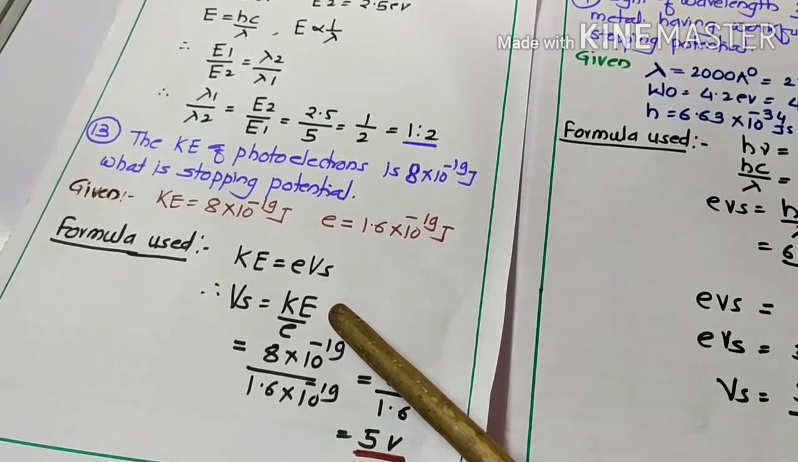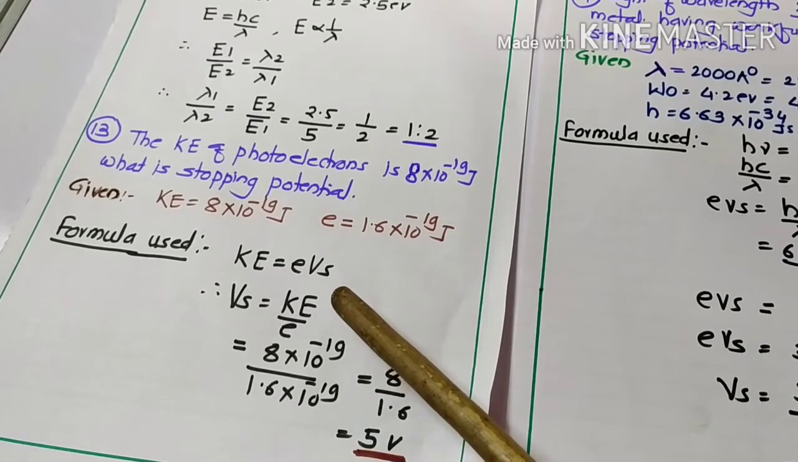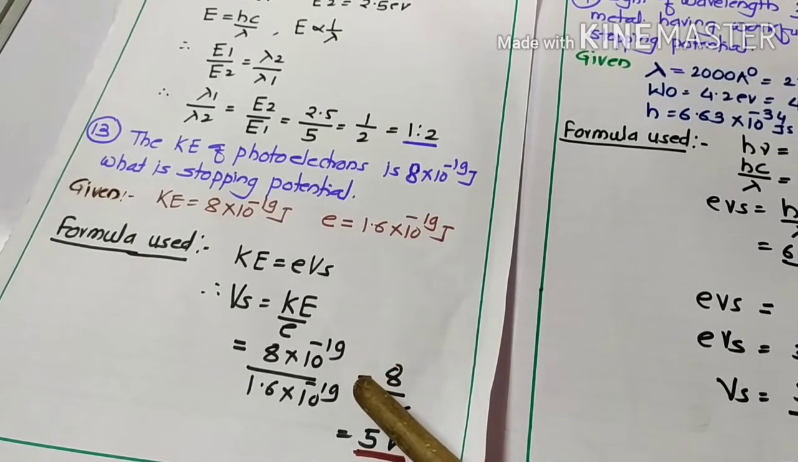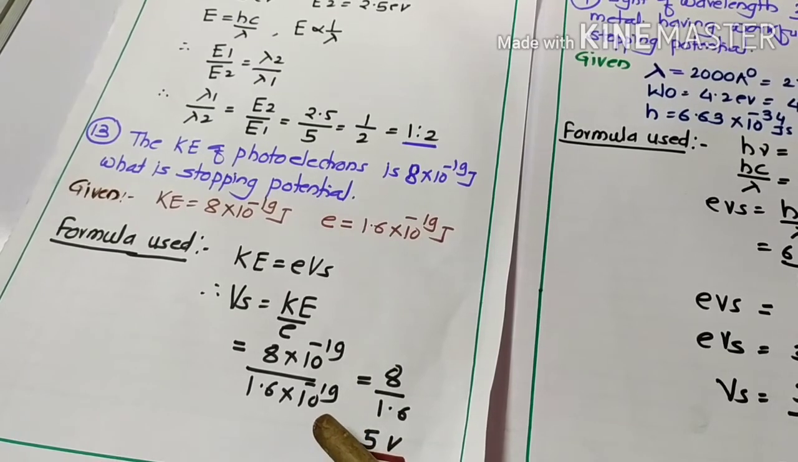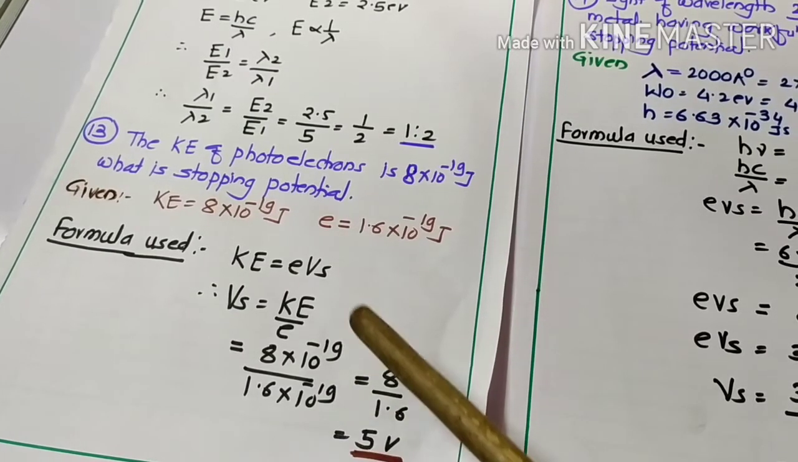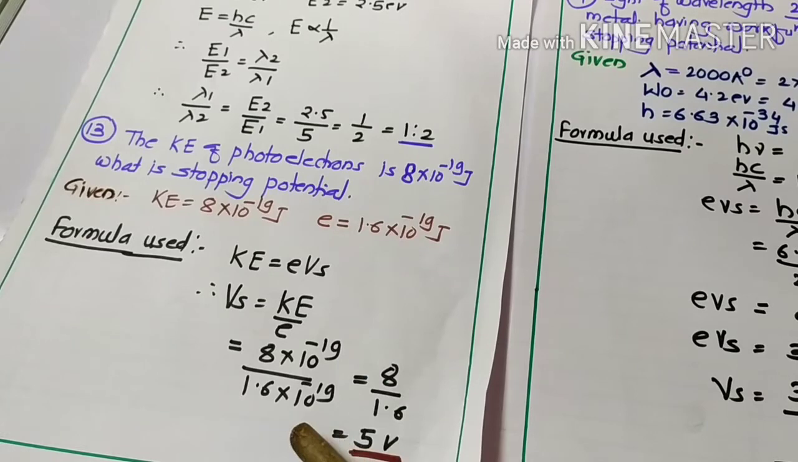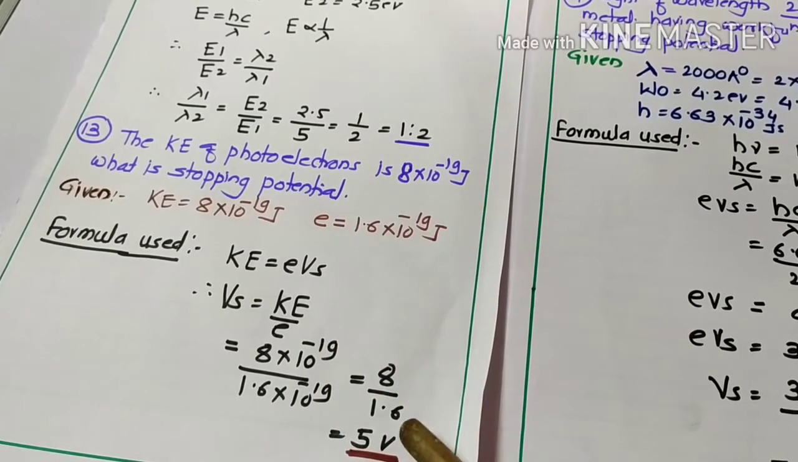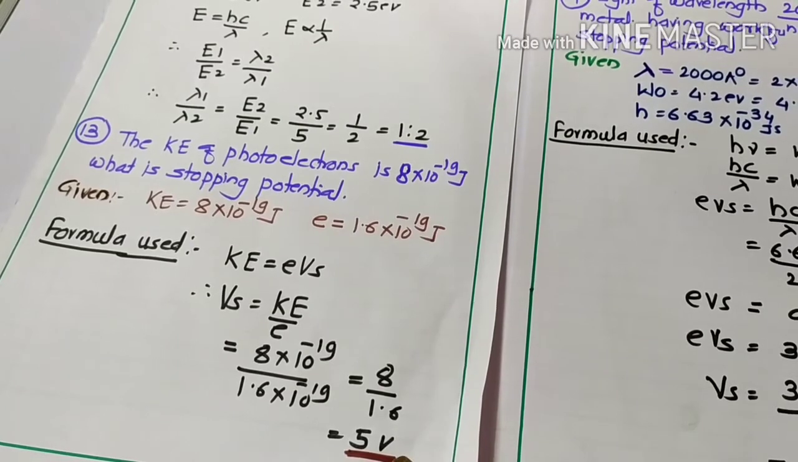Therefore VS is equal to KE divided by E. Putting the value, 8 into 10 raised to minus 19 divided by 1.6 into 10 raised to minus 19, the 10 raised to minus 19 terms get cancelled. So 8 divided by 1.6, the answer is 5 volt.